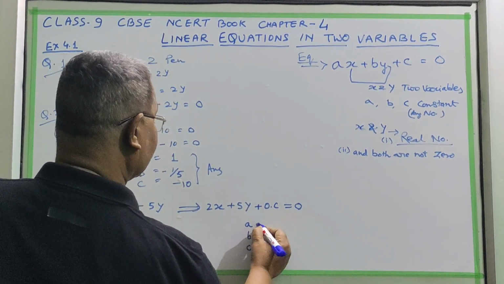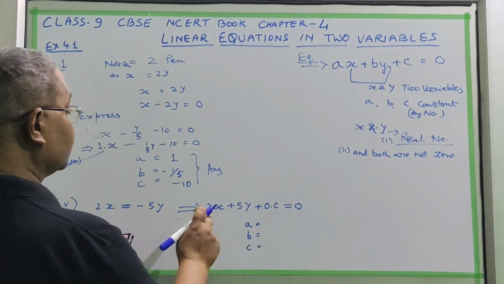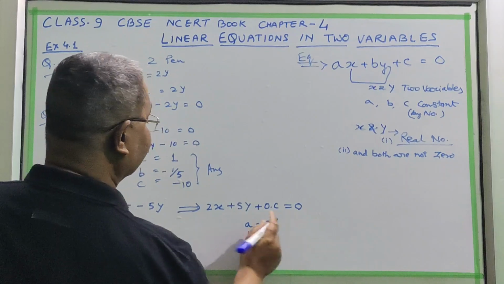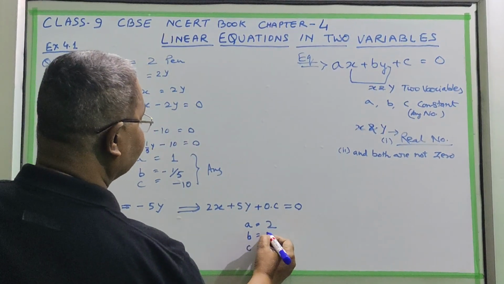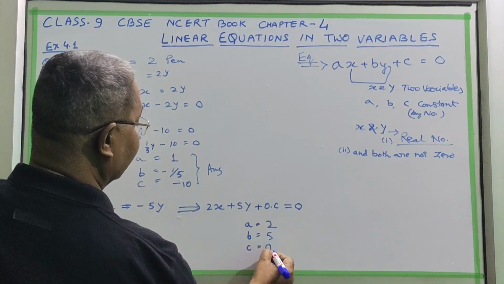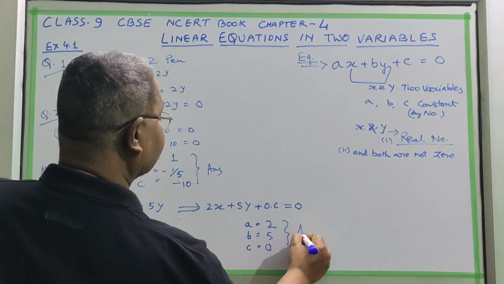They are asking for these constant values. Here, in place of a, 2 is written, so 2 will come. Here, in place of b, 5 is written. And for c, 0 is written. So these will be your answers.